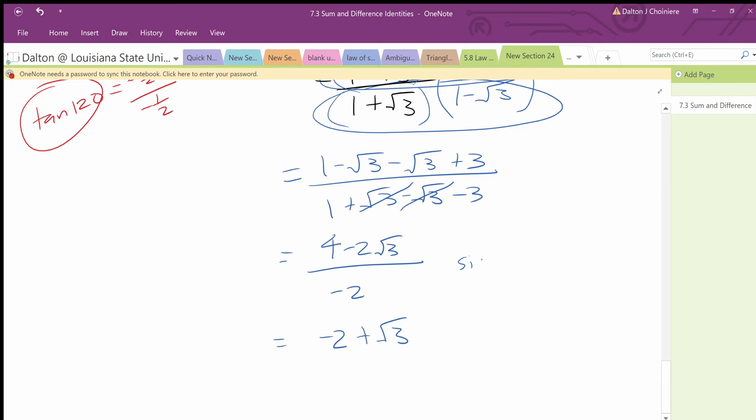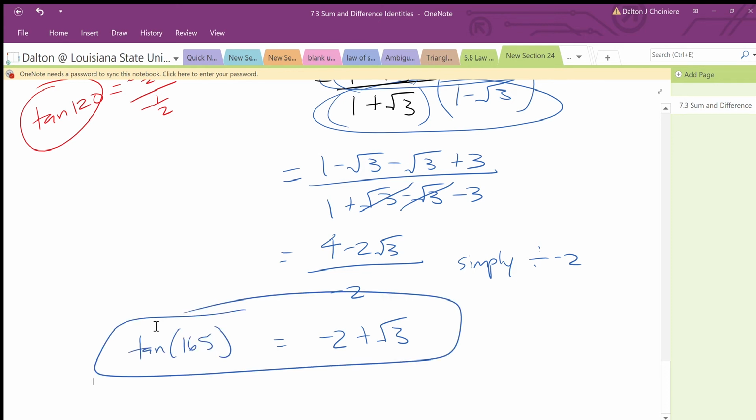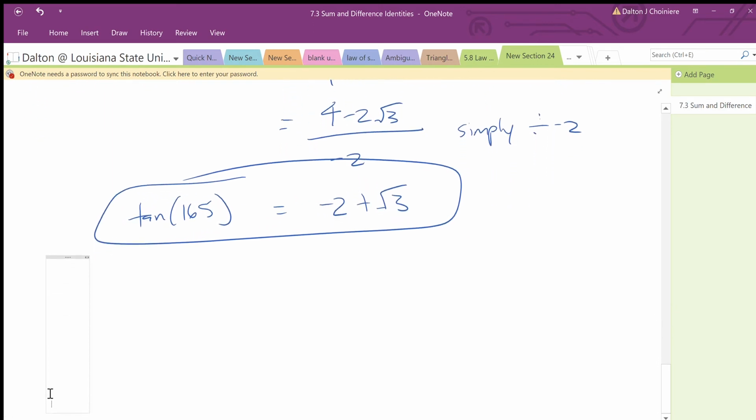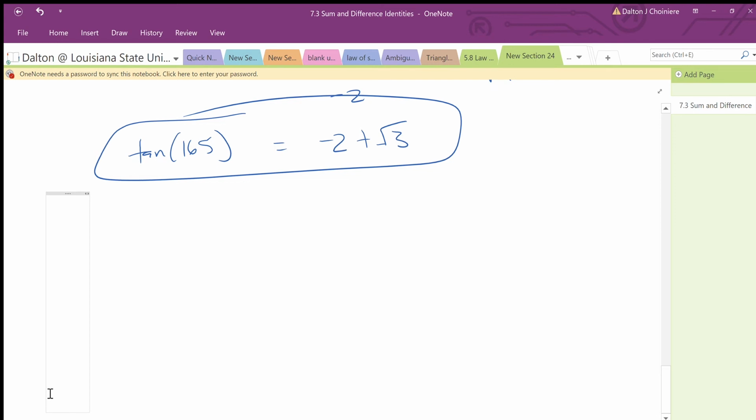So if I simplify by dividing everything by negative 2, then we find that the tangent of 165 is equal to negative 2 plus the square root of 3. And that's as complicated as it gets. That was extremely lengthy, and I went through the algebra pretty quickly. But remember, you can pause the video.